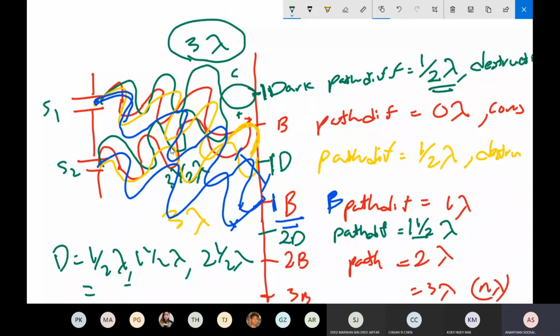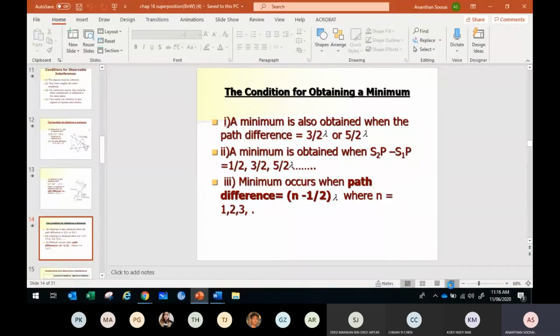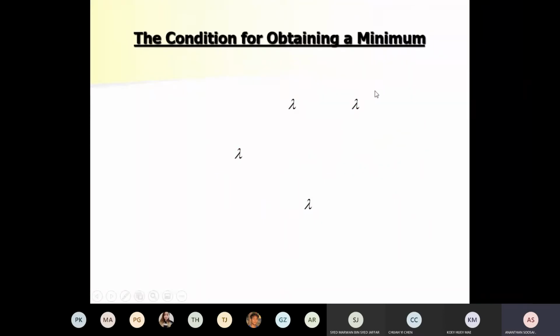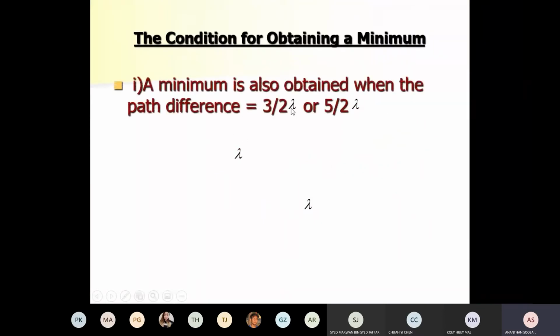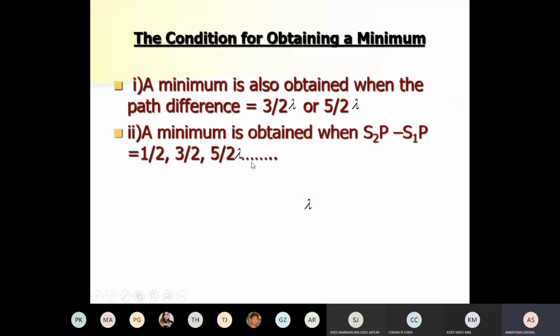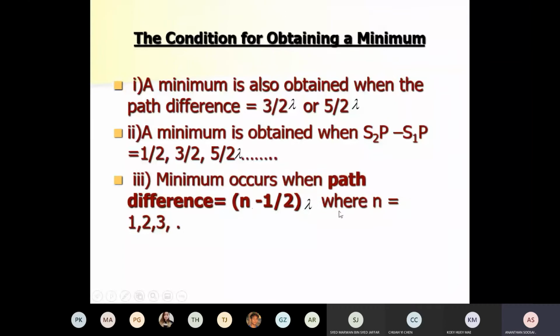Okay, I hope you understand. Okay, so let's move on. So this part, there's a condition. The condition for obtaining a minimum is that the minimum is also obtained at 3 over 2 lambda, 5 over 2 lambda, and of course the beginning is half lambda. So the common term for a path difference to have a minimum is n minus half lambda, where n starts with 1.